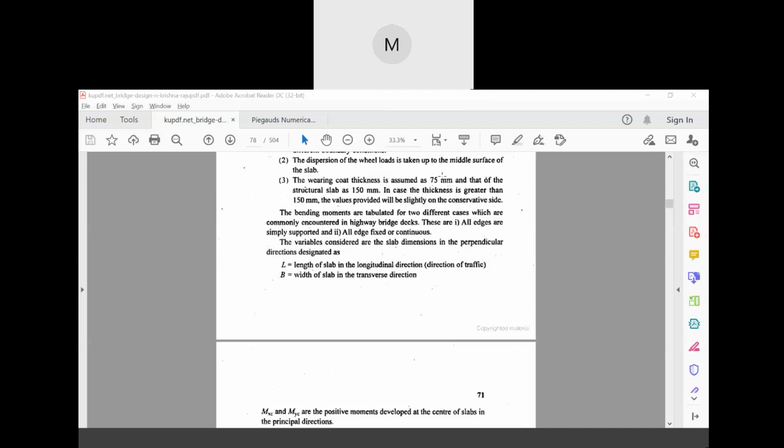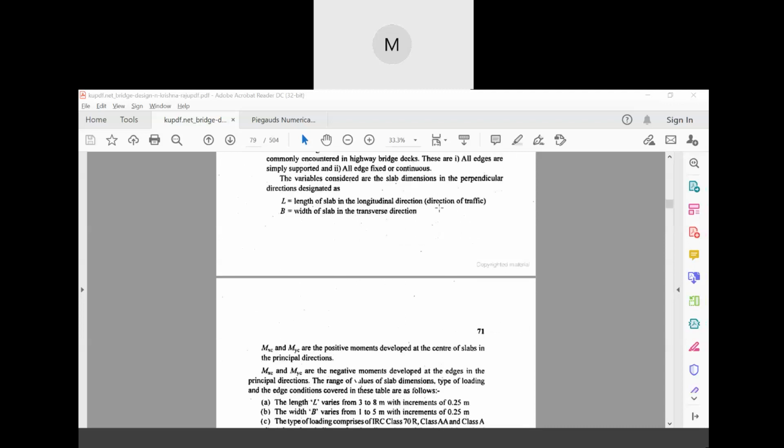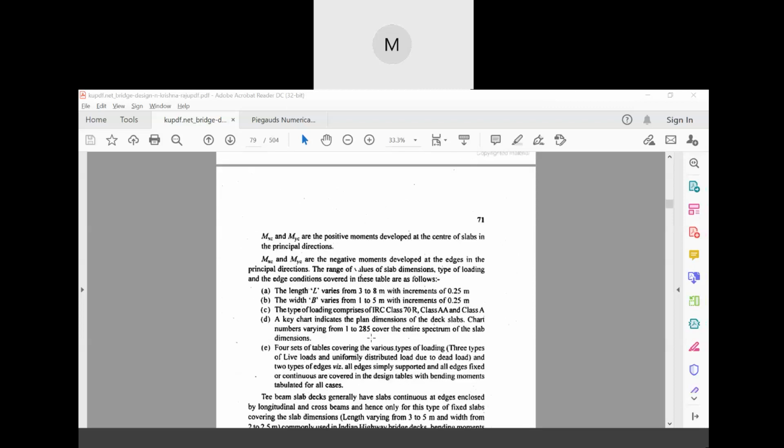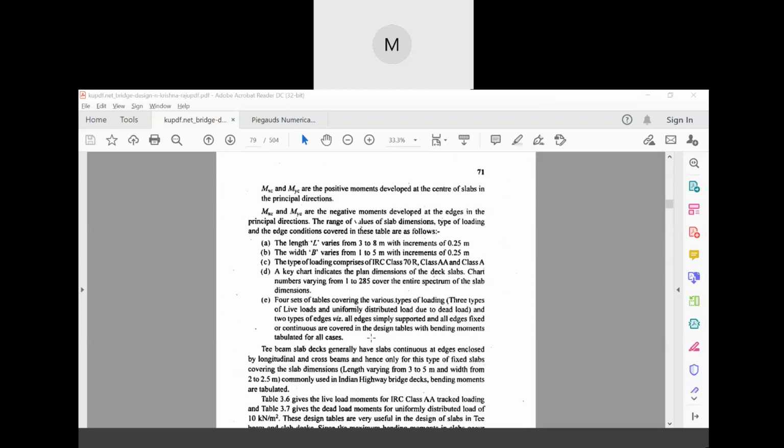Now, the variables which are considered on the slab are designated as follows. Number one, L, the length of the slab in the horizontal direction. B, width of the slab in transverse direction. Now, MXC and MYC are the positive moments that are developed in the slab. Then MXE and MYE, these are the negative moments that are developed.